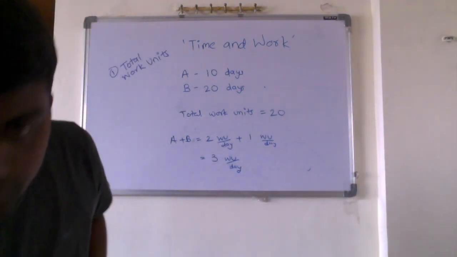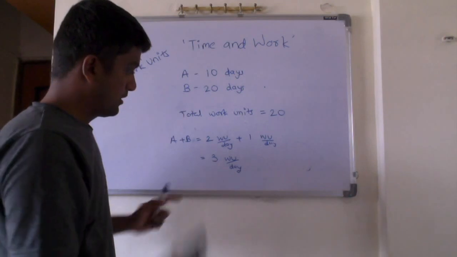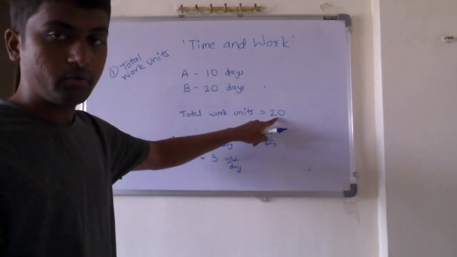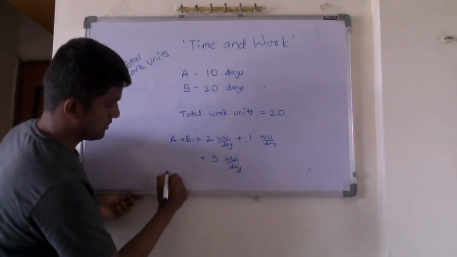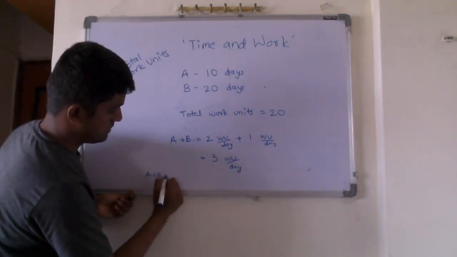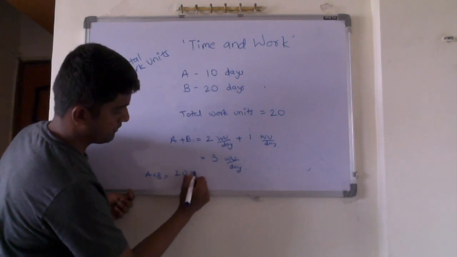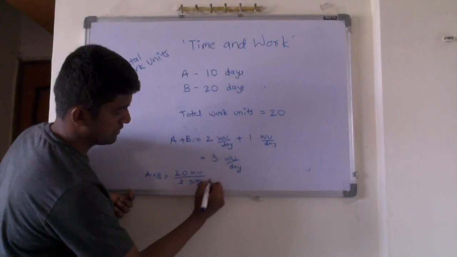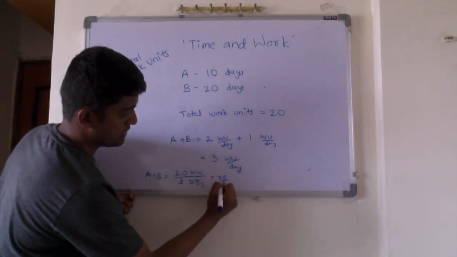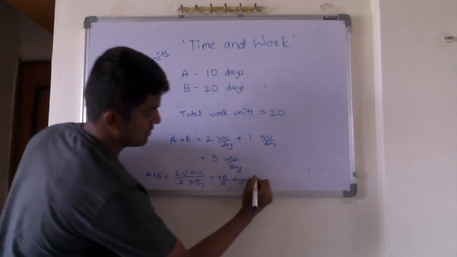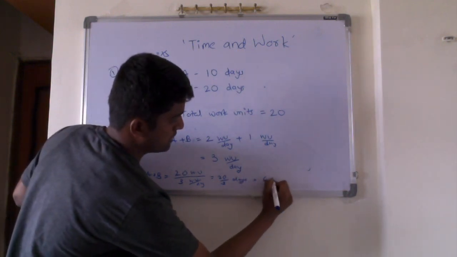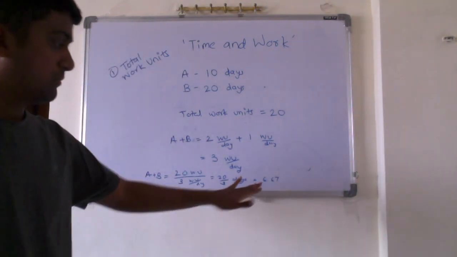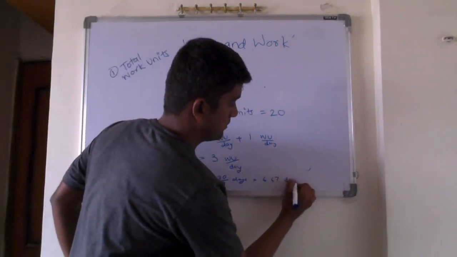Understood? Now, how much time would it take for A plus B to complete 20 work units? A plus B would take 20 work units at 3 work units per day. It is equal to 20 by 3 days, which is equal to 6.67 days.